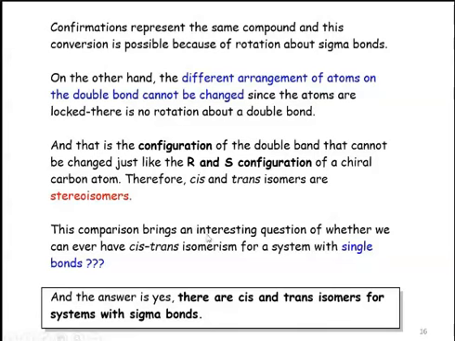This comparison brings an interesting question, that is, whether we can ever have cis-trans isomers for a system with single bonds.